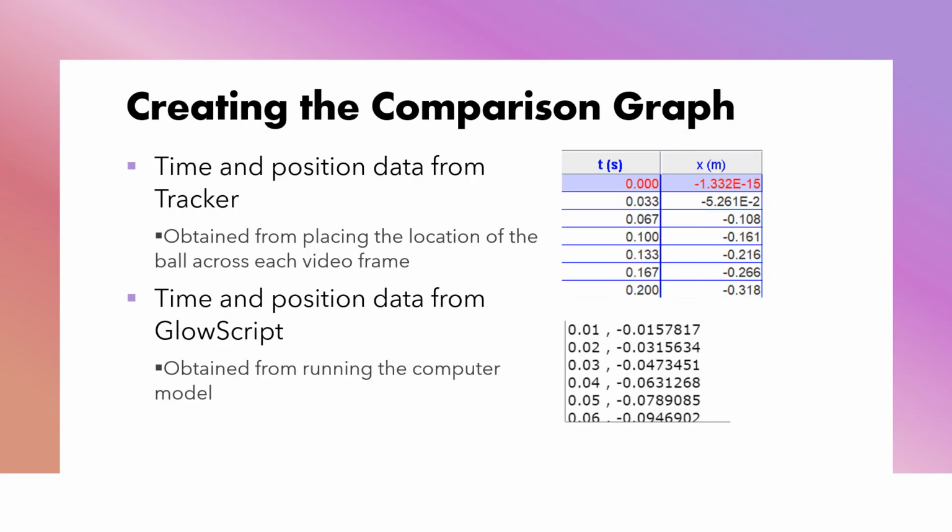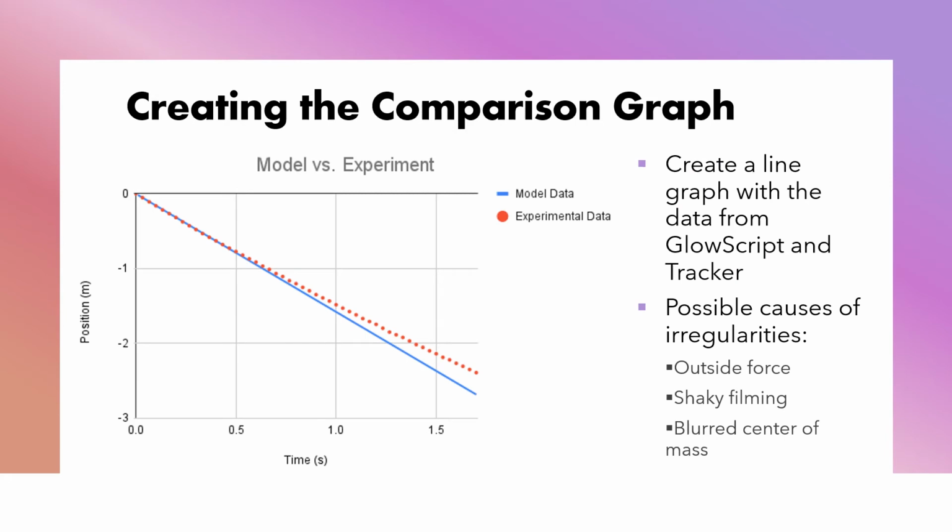I created my comparison with the time and position data from Tracker and GlowScript put into one graph. This line graph was created in Google Sheets with the data. You can see that there was some divergence here, and this could have been due to the presence of outside forces slowing down the ball, even though precautions were taken to minimize the effect of outside forces. The irregularities could have also been due to a shaky hand when filming the video, skewing the frame, or the video blurring the center of mass so it cannot be placed accurately.